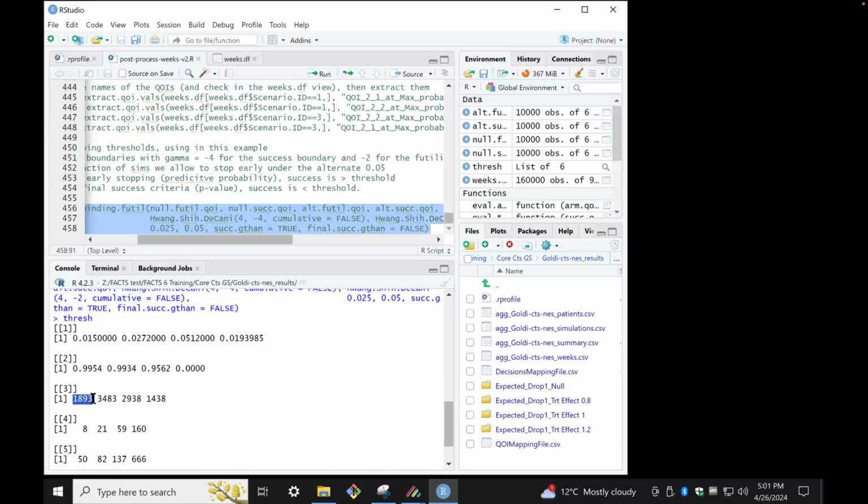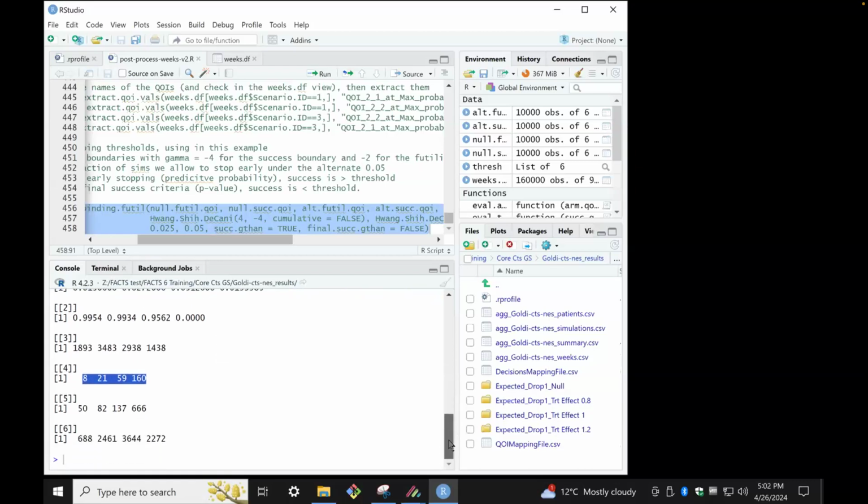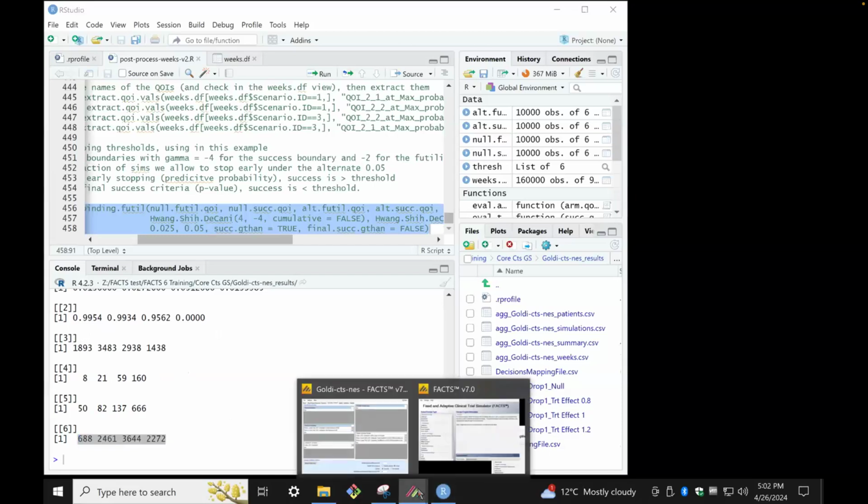this is how many simulations in the null stop for futility, and in the null stop for success. So you can see we're less than 0.025. This is from the alternate, how many stop for futility. So again, you can see we're less than 0.1, and this is how many stop at each point for success. So we're going to get a reasonable amount of early stopping, both for success and futility, and we should have control of type 1 error and power. And so we plug those bounds into a FACTS file.